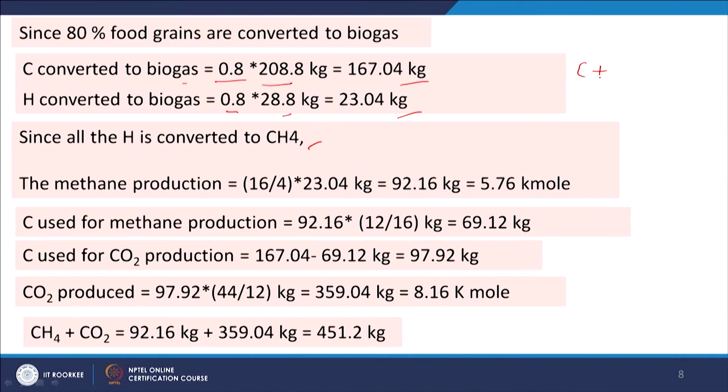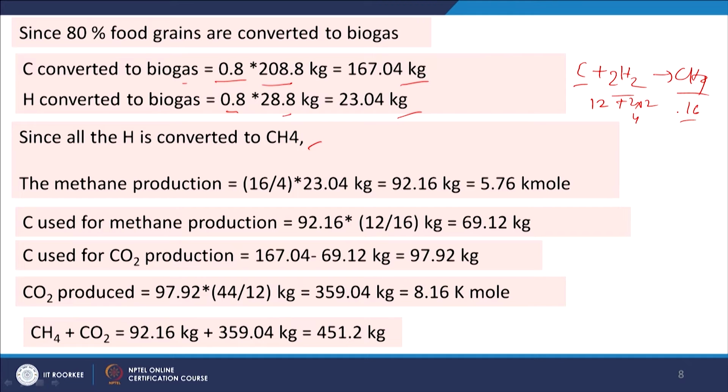So, methane produced will be how much? C plus 2H2 gives CH4. One carbon reacts with 2 H2 and gives CH4. So, this is 12 plus 2 into 2, which is equal to 16. So, from 4 gram of hydrogen we are getting 16 gram of methane.